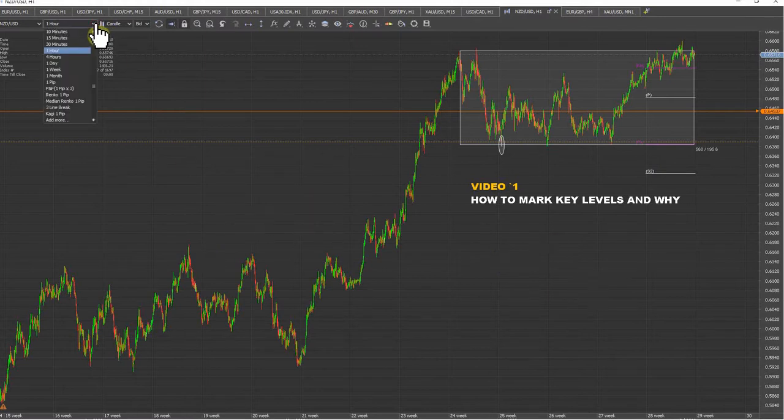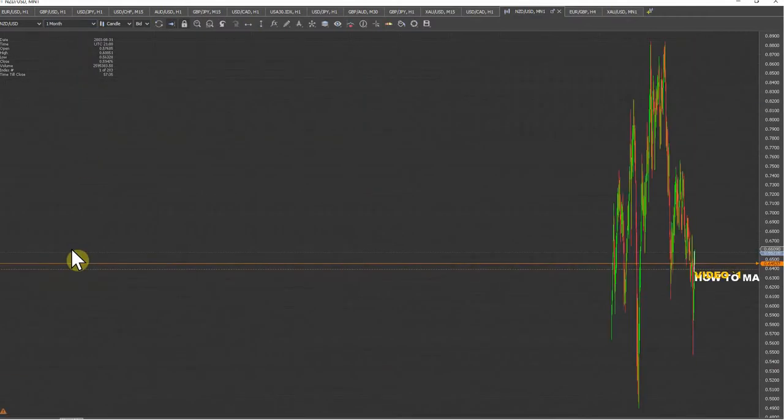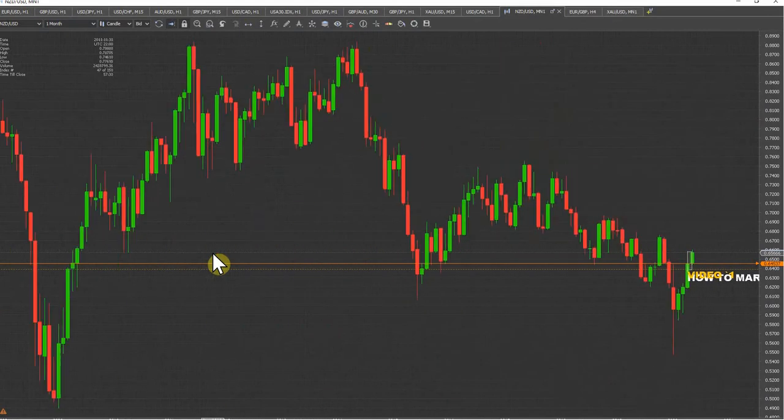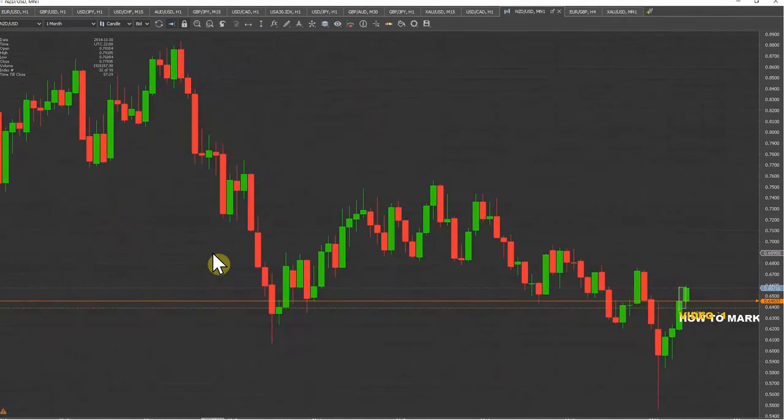First thing, we go to a monthly chart. From the monthly chart, just expand it so you can use it. You can see this key level is marked out. Why is this key level marked out? Because it shows the open of this candle in June, and it shows the close of the previous candle. As you can see, they both closed at the same level. So that's a significant level.